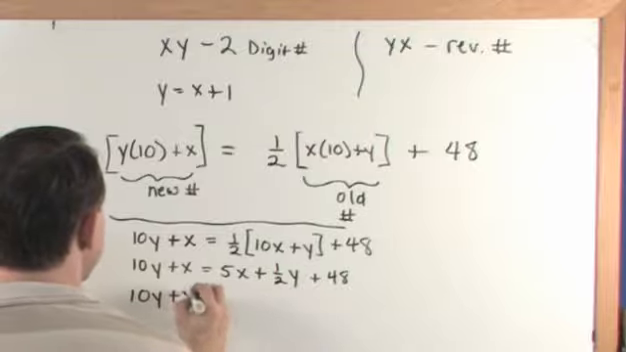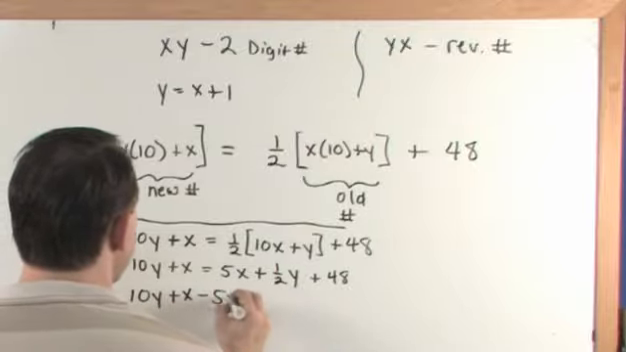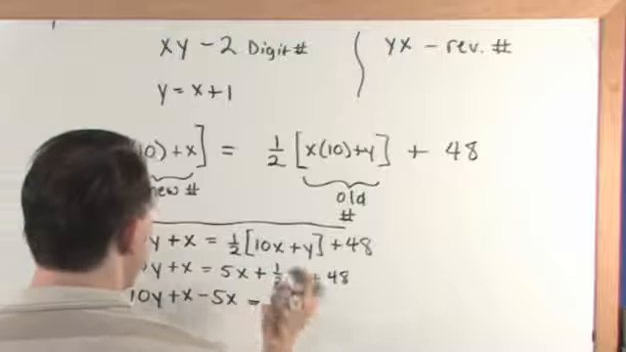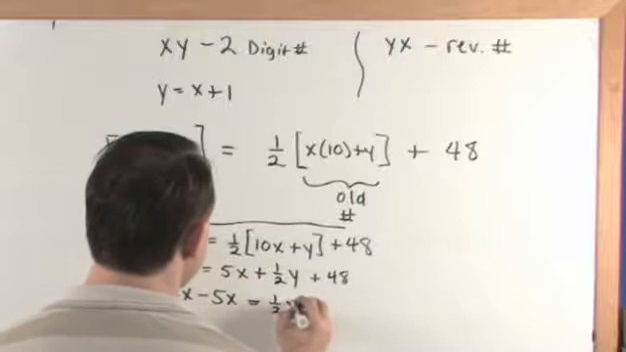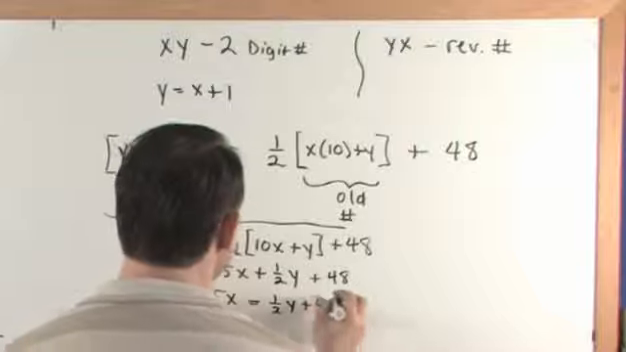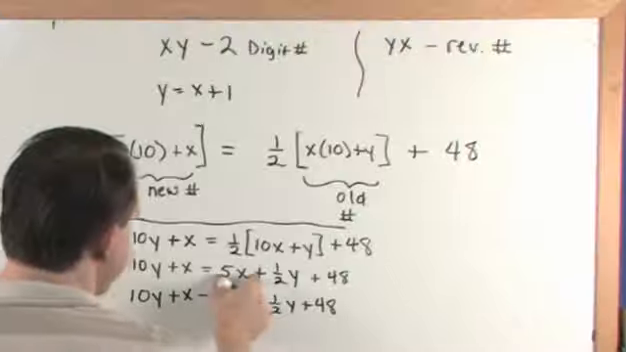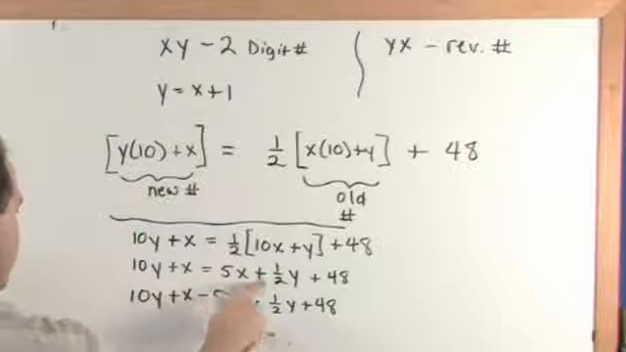Let's just write it like this. 10y plus x minus 5x. All I'm doing is subtracting 5x from both sides. It disappears from the right. I'm not going to touch the right. I'm going to leave it here because I don't want to confuse you on the math. So the math really isn't that hard here. I'm taking the 5x and subtracting it so it disappears from the right, and it pops up over on the left.